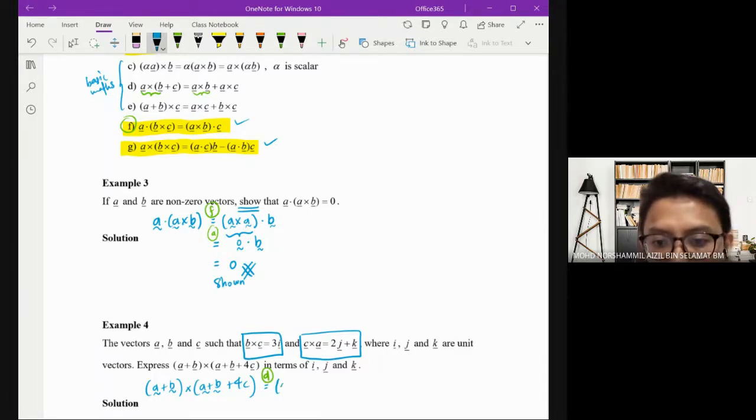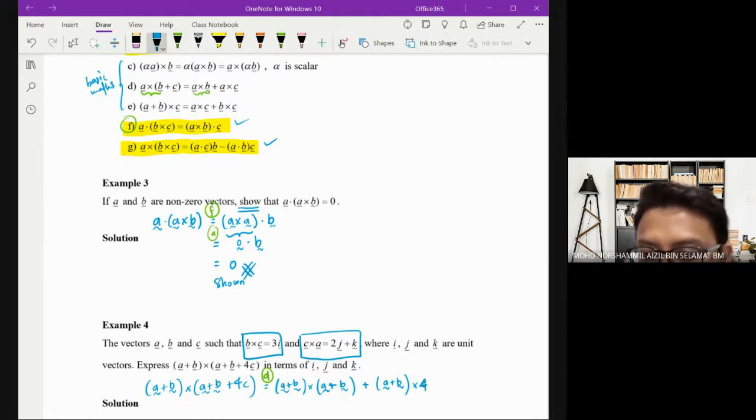It will be A plus B cross A plus B, second A plus B, then it will be plus A plus B cross 4C. Nampak tak?